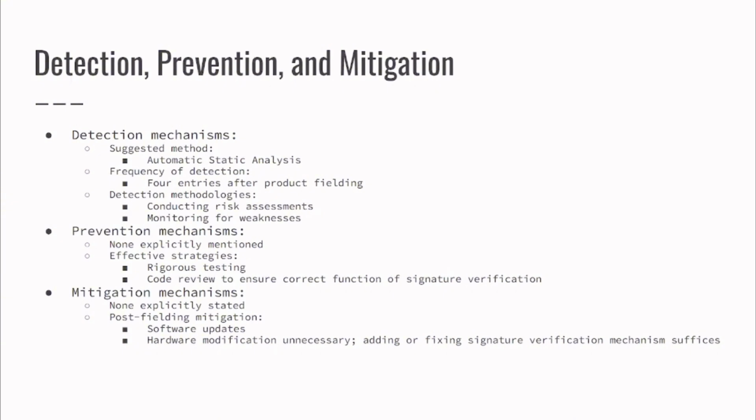Again, there are no explicitly listed mechanisms for the mitigation of this weakness, but careful review and testing during the design and implementation phase can ensure that the weakness is caught early on before fielding. The weakness can be mitigated once fielded with a software update. A hardware modification is not necessary, as it is just fixing or adding a verification mechanism for the signature.